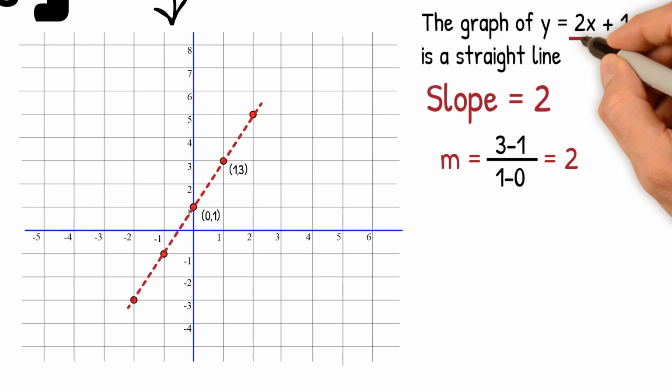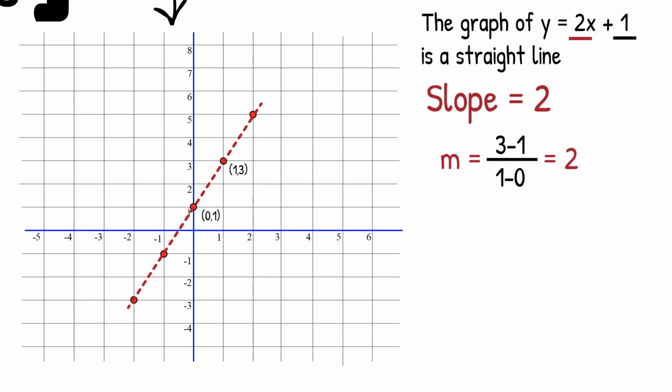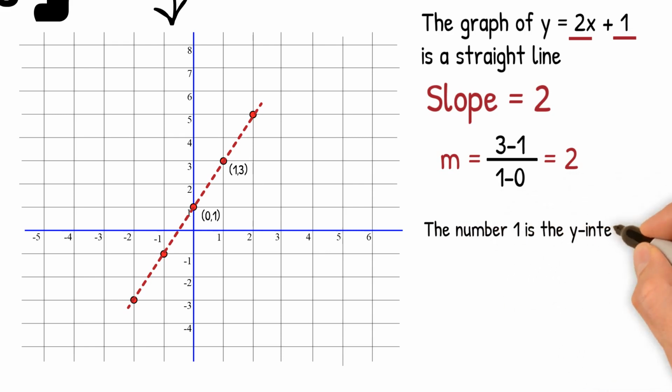Where you have y by itself on one side, whatever coefficient is next to the x is the slope of the line. What about the number 1 at the end of the equation, y equals 2x plus 1? What does that number tell us? The answer is that that number is the y-intercept. The y-intercept is where the graph crosses the y-axis.